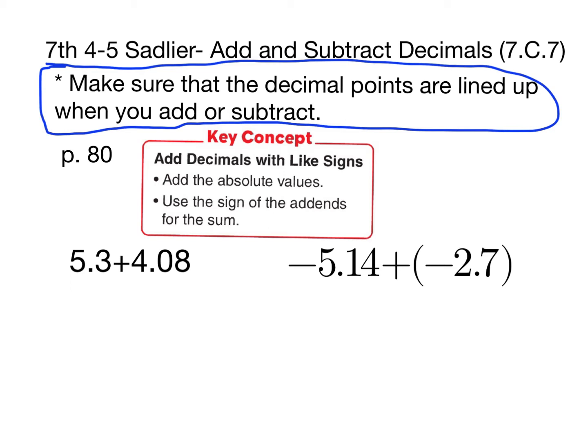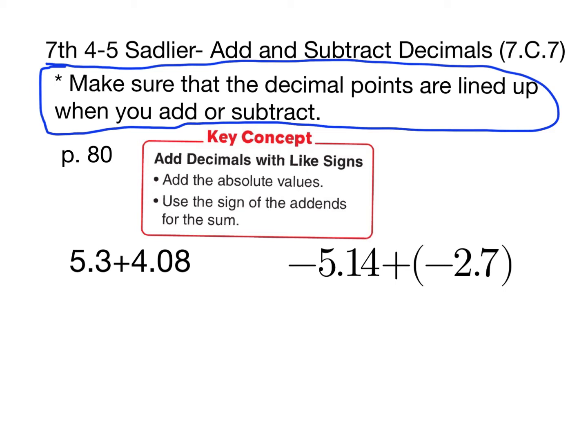And then we're going to have different types of problems in this section. One type of problem is when the decimals have like signs, which means they have the same sign. In other words, the numbers are all positive or the numbers are all negative. We're going to be working some of the problems more simply that only have two numbers, but this applies also if you had 3 numbers or 5 numbers or 10 numbers, although we won't get that complicated. So the book on page 80 talks about, in the key concept box, if they have the same sign, we can add their absolute values and then use the sign of the addends for the sum.